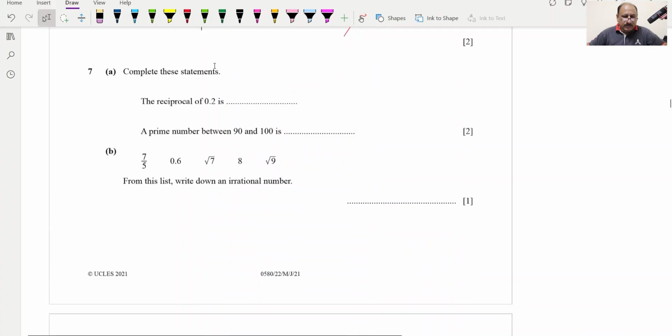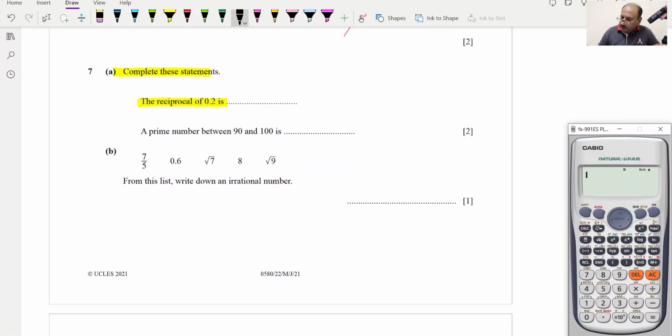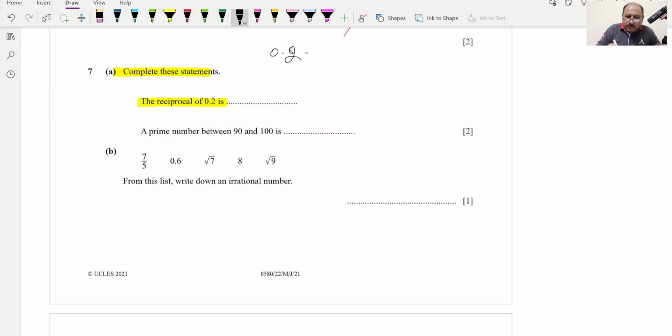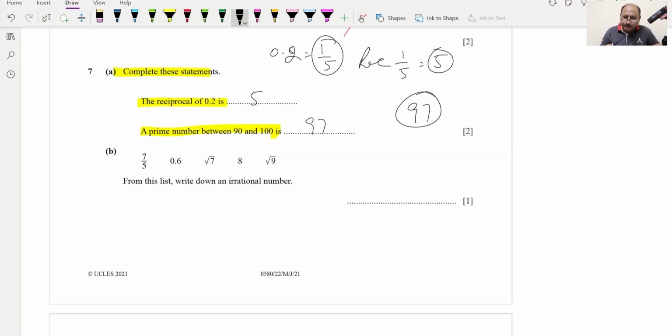And question number 7, complete these statements. The reciprocal of 0.2 is what? If we check with a calculator, 0.2 means what? It's 1 by 5. So we can write 0.2 is equal to 1 over 5. So the reciprocal of 1 over 5 will be what? The reciprocal of 1 over 5 will be equal to 5. So we will write here 5. Then a prime number between 90 and 100. The prime number between 90 and 100 is 97, which is not divisible by any other number. So we can write here 97.